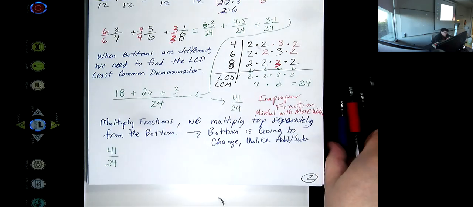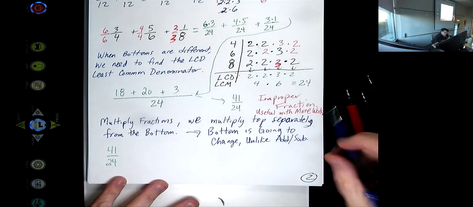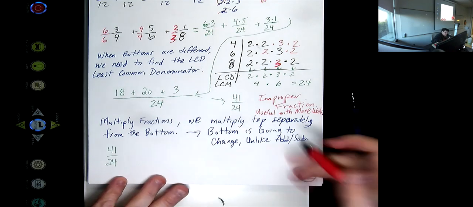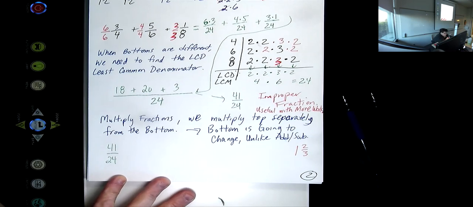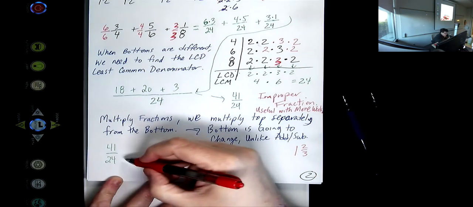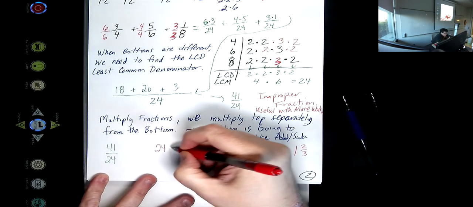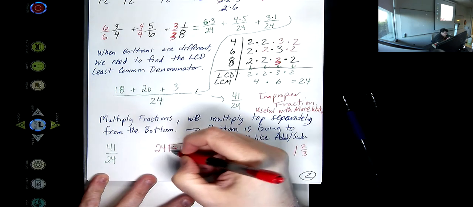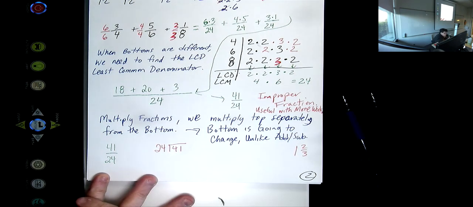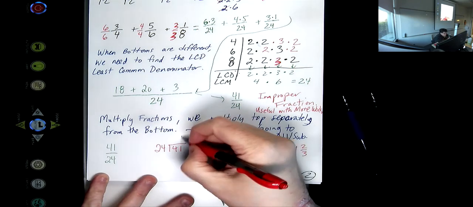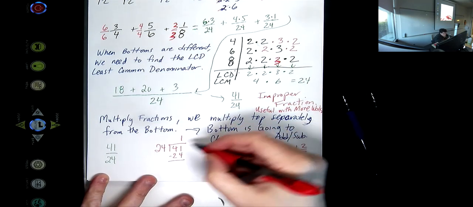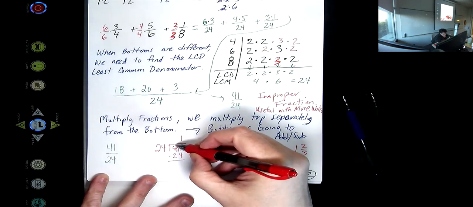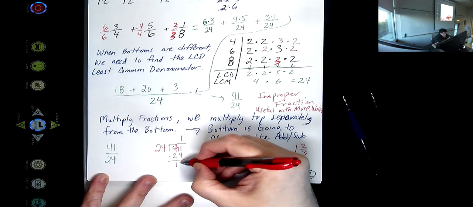So if you want to make a mixed number, like 1 2/3 is a mixed number, what we're going to do is divide the bottom into the top and see how many times it goes in. 24 goes into 41 one time. And we'll do some subtraction. I've got to borrow a 1 and I get 17.